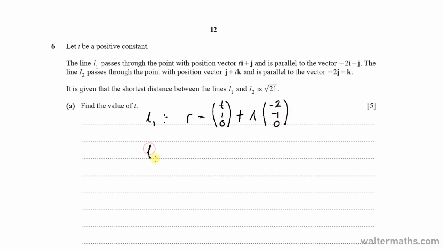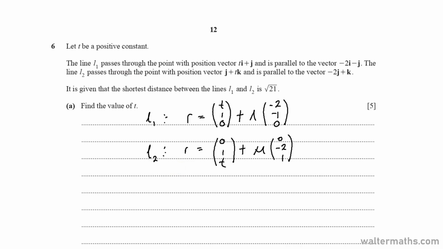And for the line L2, they say the position vector of a point on the line is j plus tk, so that's (0, 1, t). And I'll use mu here. The direction vector, they say it is parallel to the vector minus 2j plus k, which is (0, -2, 1). So I now have the two equations in column vector form.